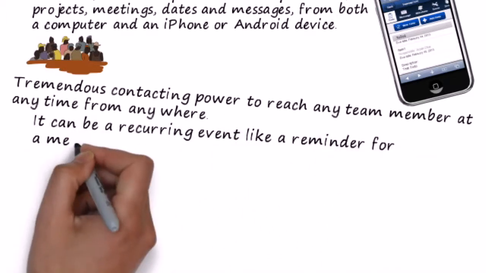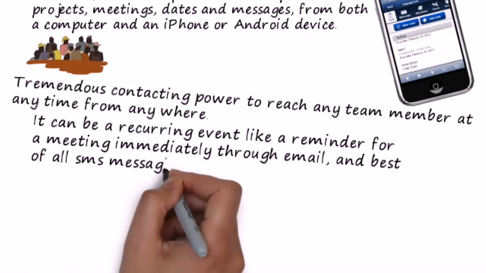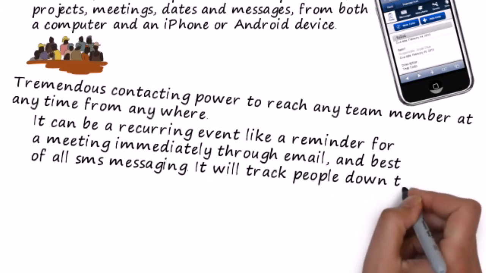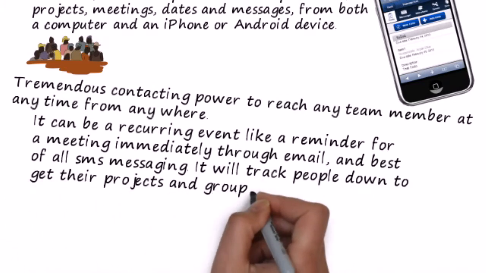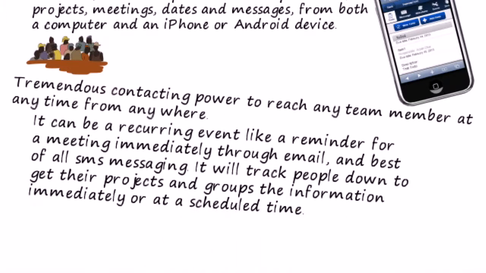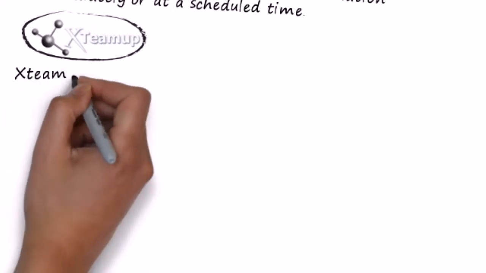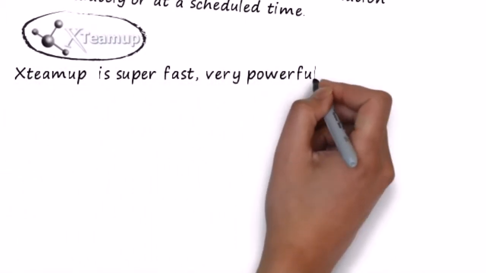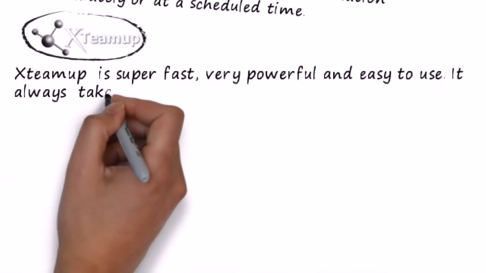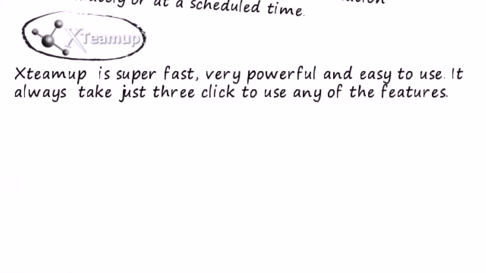It can be a recurring event, like a reminder for a meeting immediately through email and, best of all, SMS messaging. It will track down people to get their projects and groups the information immediately or at a scheduled time. XTeamUp is super fast, very powerful, and very easy to use. It always takes just 3 clicks to use any of the features.